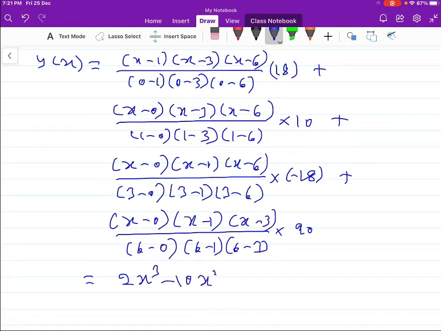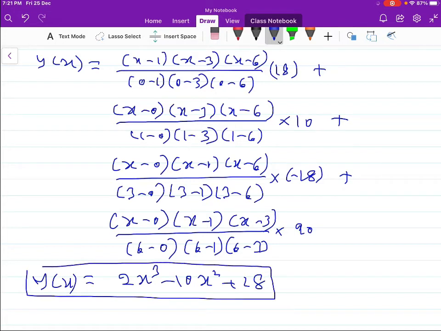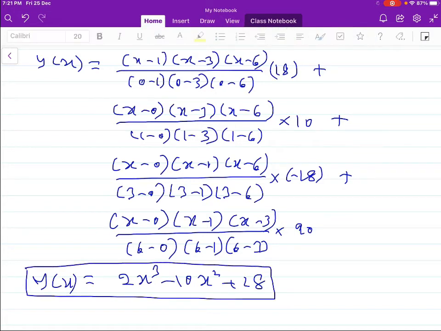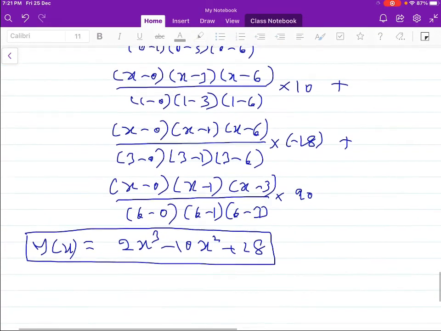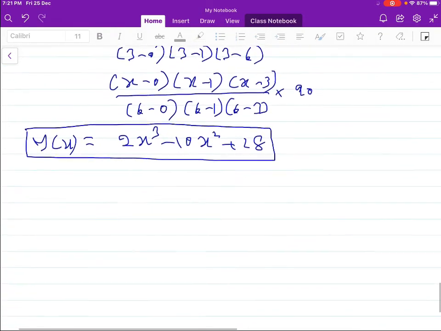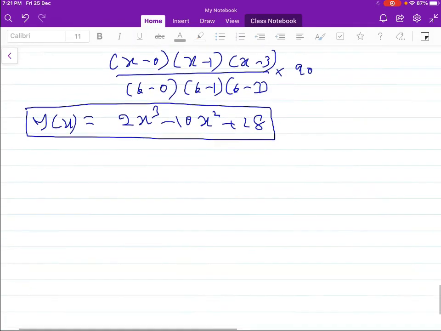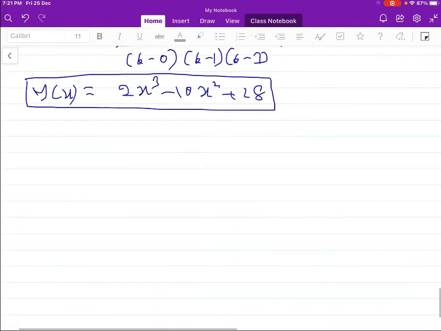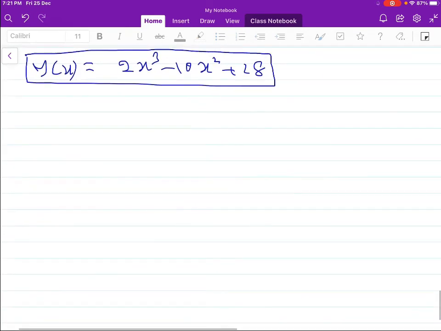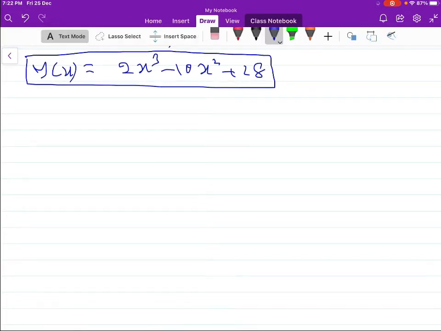So this is equal to, after simplification, 2x cube minus 10x square plus 18. So this is y of x, where y of x is a third degree polynomial. It is an interpolating polynomial. So this polynomial passes through the points (0, 18), (1, 10), (3, -18) and (6, 90).